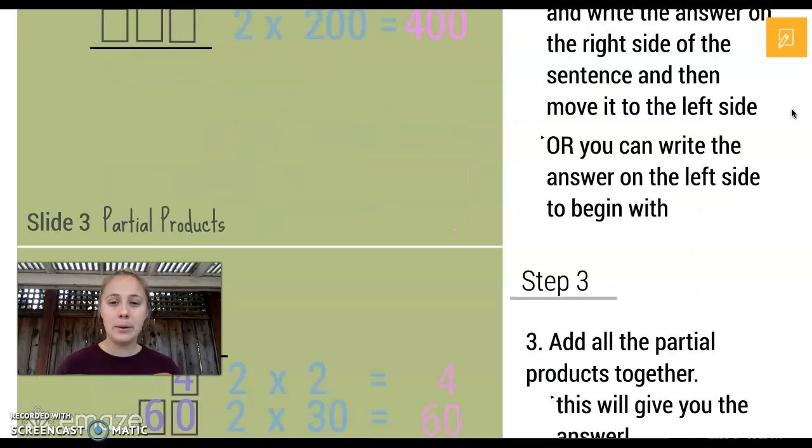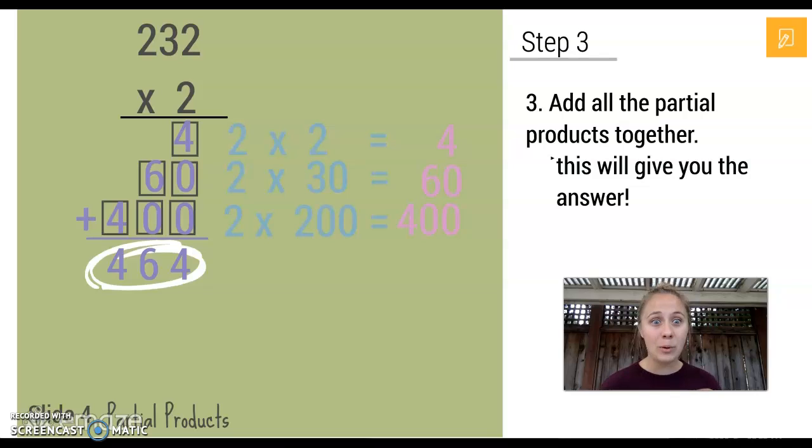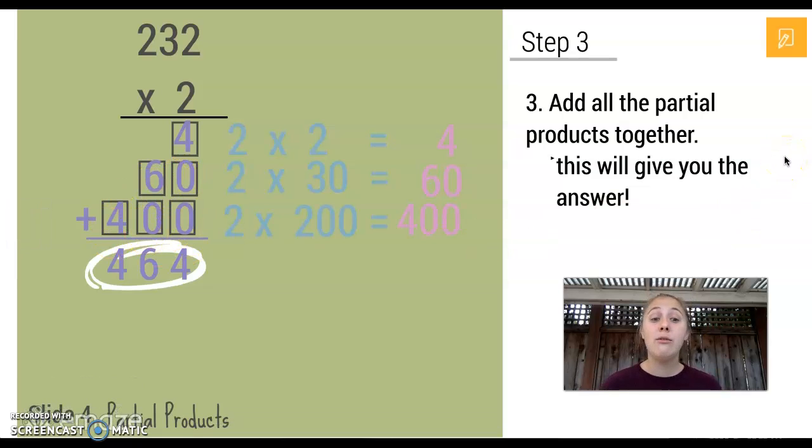Let's go to the next step. So step 3, awesome. This is the last step. What we're going to do is add our products that we had gotten, the partial products, meaning all of the multiplication answers that we got from our many number sentences. So we're going to add the 4 plus the 60 plus the 400, and we're going to get 464, and that's our answer.